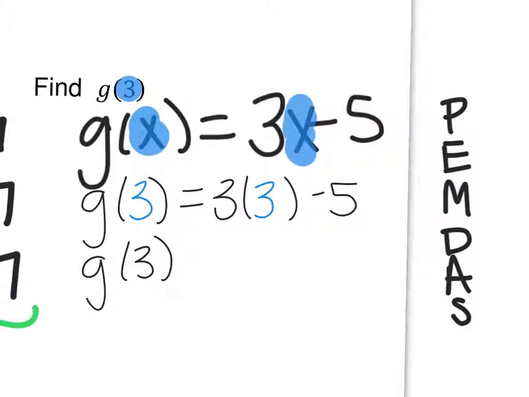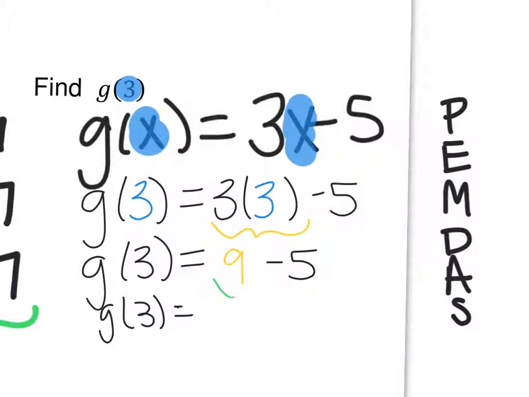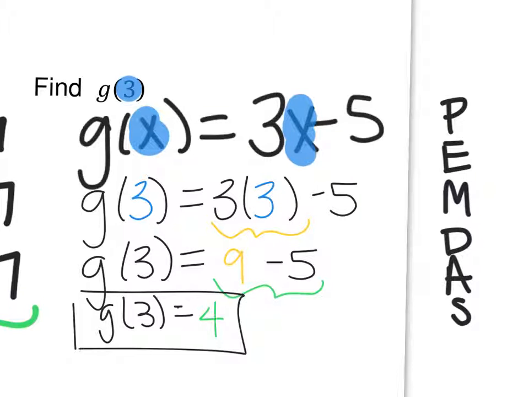Following order of operations, I'm going to take care of my multiplication first. And 3 times 3 is 9, minus 5. Then I can do my subtraction. So g of 3 equals 9 minus 5, which gives me 4. So my final answer is g of 3 equals 4.